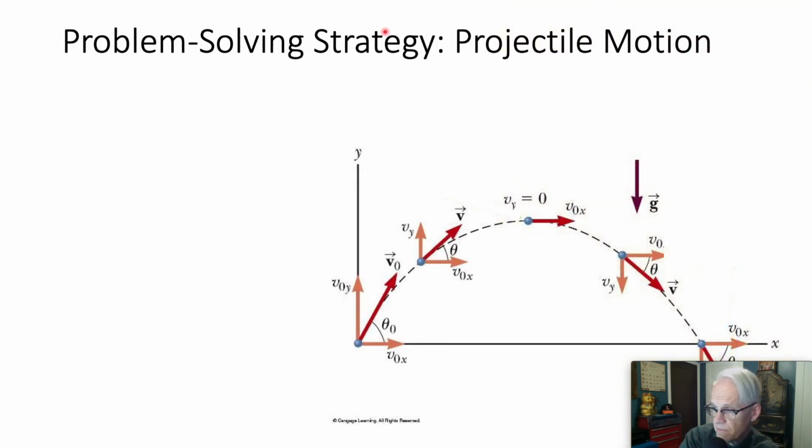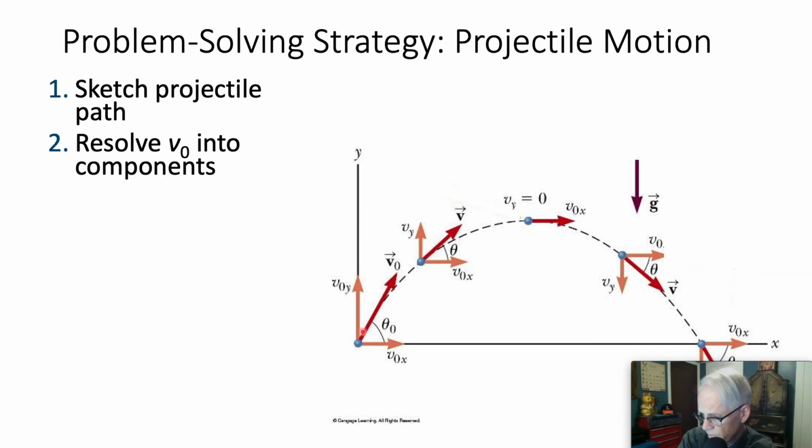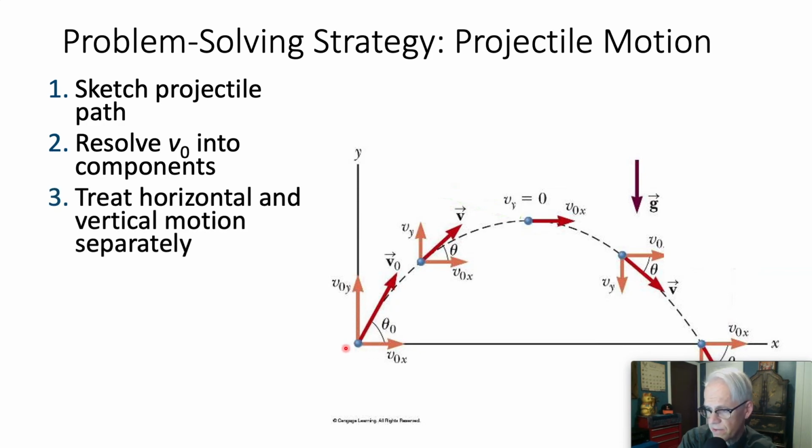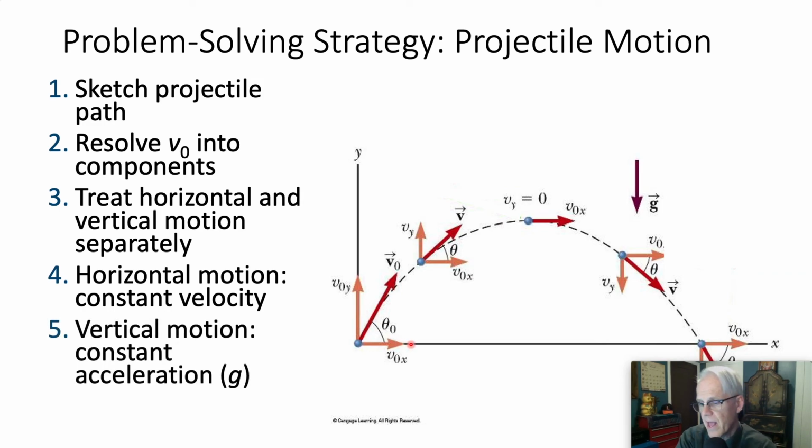So what is our problem-solving strategy for projectile motion? First, sketch the projectile path. Resolve v into its vertical and horizontal components. Then we're going to treat the horizontal and the vertical motion completely separately. The horizontal motion is just constant velocity, and the vertical motion is constant acceleration, and we will use g.